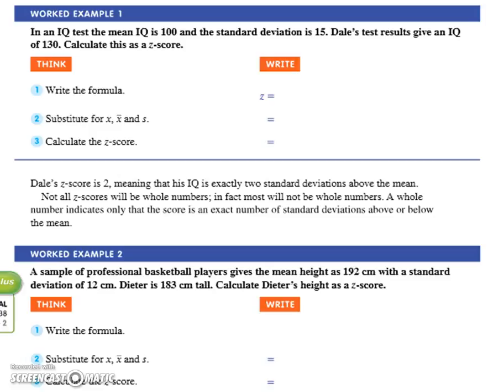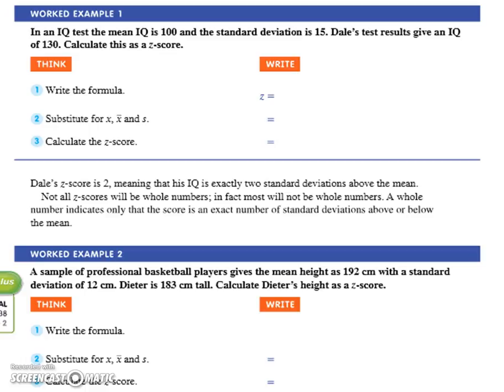Worked example 1, folks. In an IQ test, the mean is 100. The standard deviation is 15. Dale's test results give an IQ of 130. Calculate this as a Z-score.